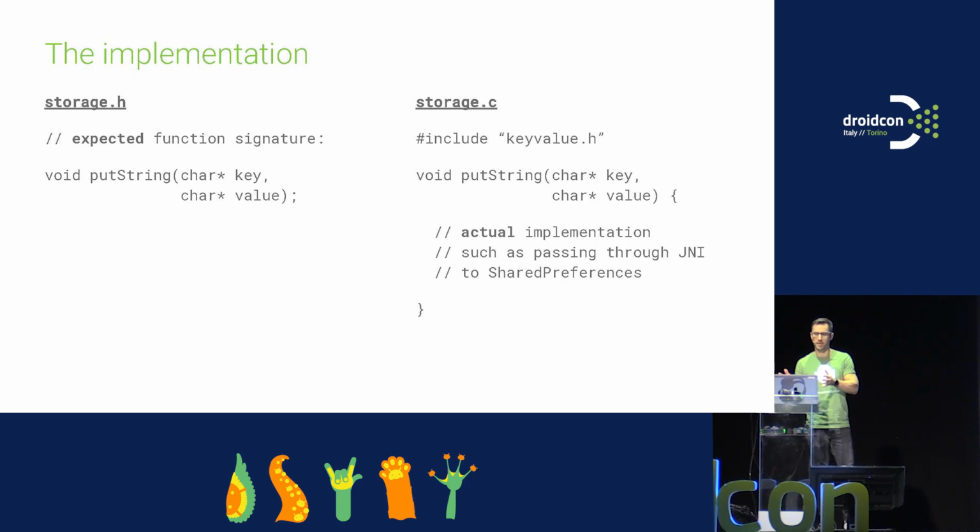Now on the platform side, someone goes and implements the storage.c file where they put the actual implementations. So for Android, that will be calling through JNI to our Java side and actually implementing it using something like shared preferences. Now this will be important for the later part of the talk where I talk about Kotlin.